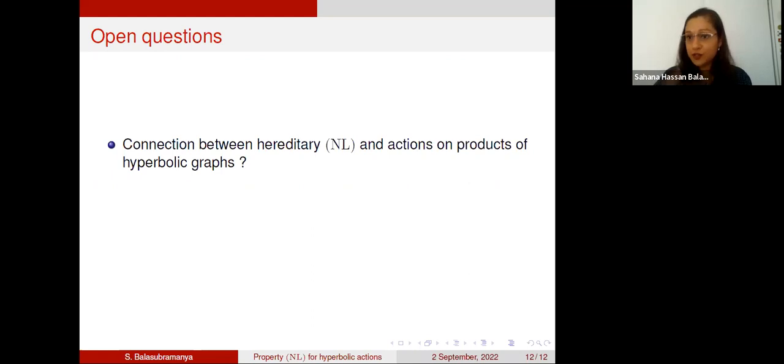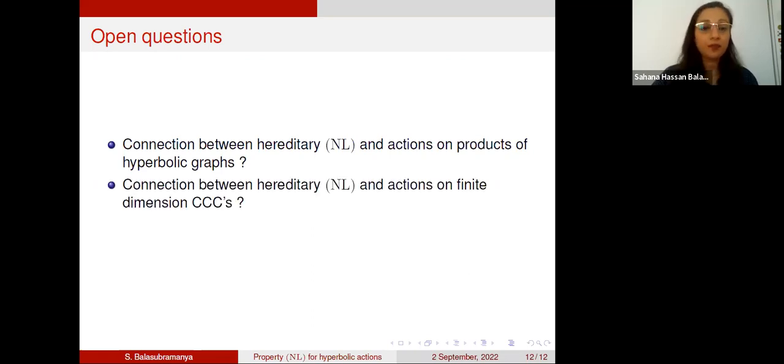And if the original action of H had a loxodromic, then that element survives as a loxodromic for the action on the product. So there's an obvious connection between these properties, but it's not clear what is the full extent of that connection. And ideally, in an ideal world, we'd like these two things to be equivalent to each other, but it's not clear whether that's true or how we can show that.